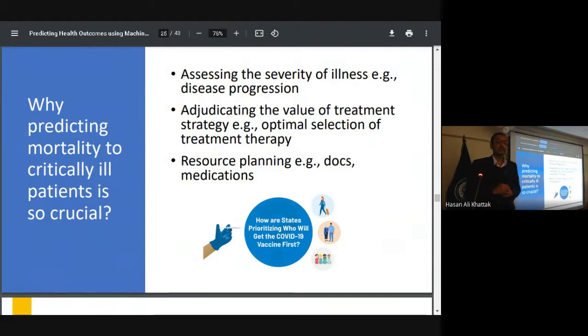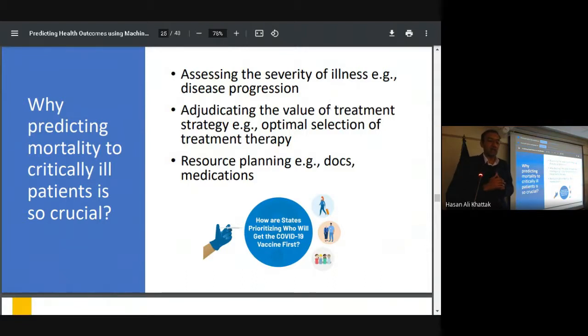So assessing the severity of illness and disease progression, as I showed you, cancer is the second or third leading cause of death. If, based on the data analysis, we could find the disease progression, or whether someone may develop cancer again, like people who go into remission and then relapse, we can do that with the help of this kind of model.